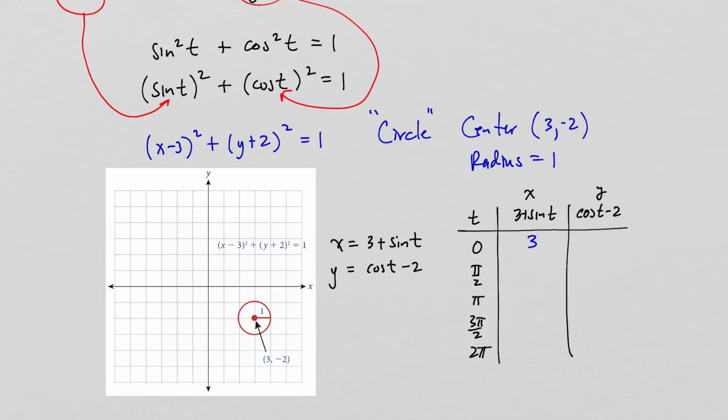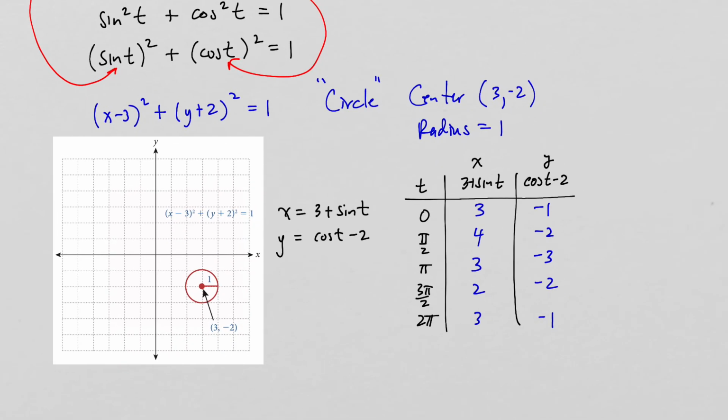And if I plug in pi over 2, sine of pi over 2 is 1, plus 3 is 4. And the cosine of pi over 2 is 0, take away 2 is negative 2. At pi, sine of pi is 0, so we end up getting 3. Cosine of pi is negative 1, so we get negative 3. And at 3 pi over 2, we will get 2 here and negative 2 here. And finally, at 2 pi, we will get 3 and negative 1 again.